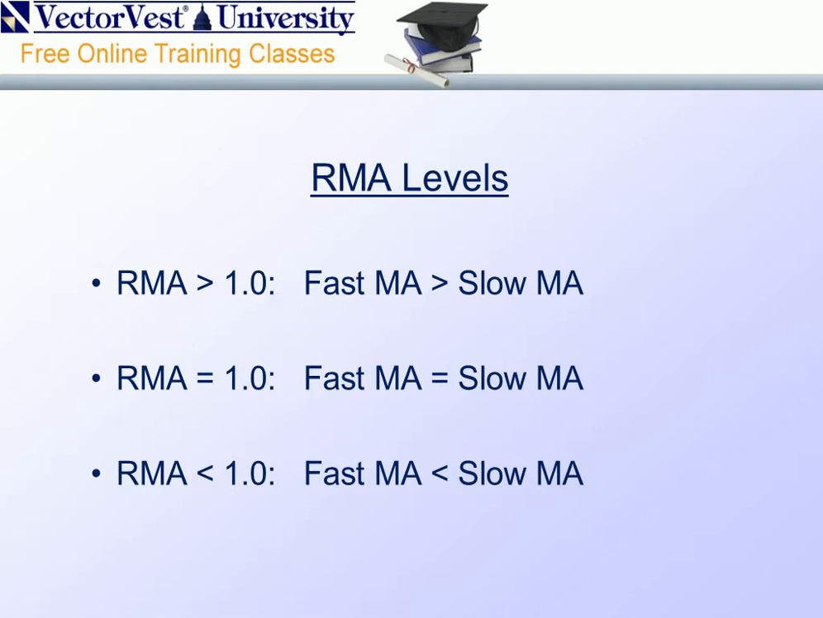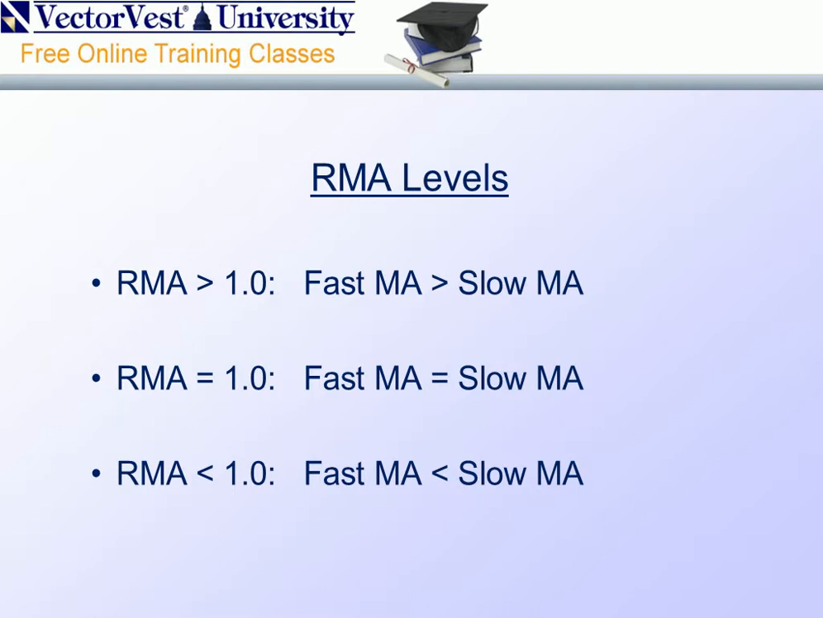Another neat trick is that if the RMA value were 1.01, for instance, then the fast moving average is 1% higher than the slow moving average. Or 1.1 would be 10% higher than the slow moving average. And often technicians are looking for follow-through, confirmation that that moving average crossover is going to hold. And of course the inverse is true also for the values below 1, at 0.99 or 0.90.